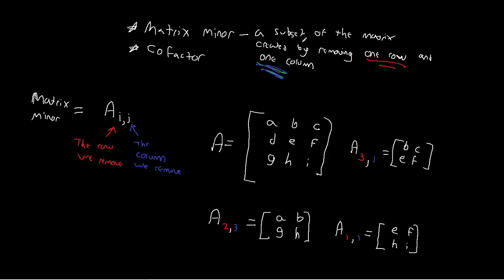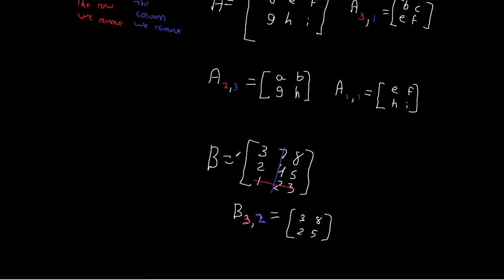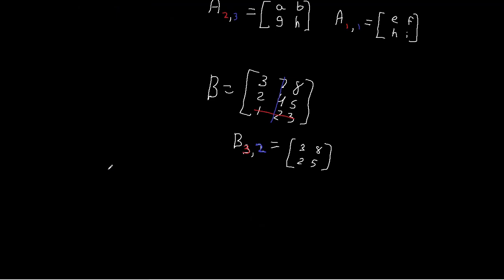Just to recap, the matrix minor, we said, is a subset of the matrix created by removing one row and one column. We designated that with whatever the matrix letter variable you're using. In this case, we were talking about A, with an I and a J, where I was the row that we were going to ignore and J was the column that we were going to ignore. We went through three examples with a stylized matrix, and one example looking at actual numbers.